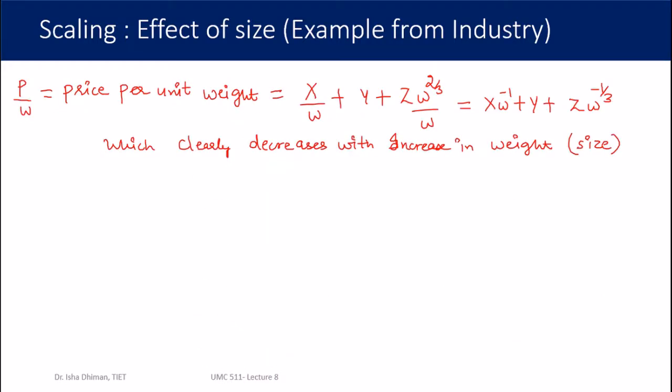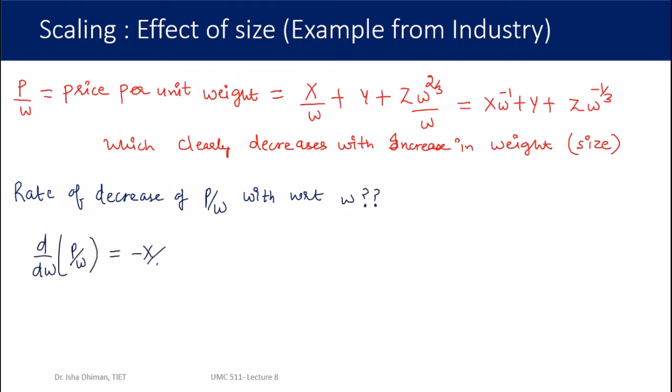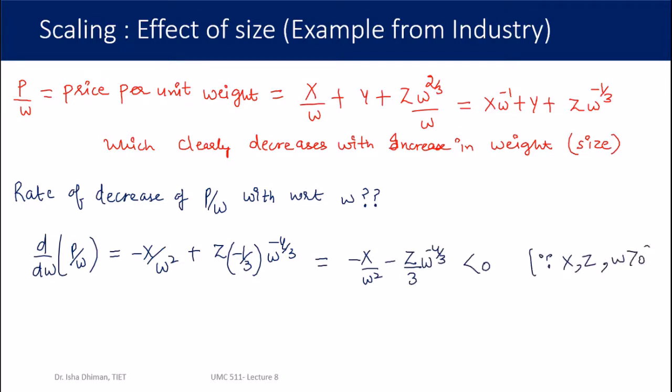So now let's elaborate this in a bit more detail. Now we know that price per unit weight is decreasing with increase in weight. But at what rate is this decreasing? We further want to analyze it. So for that I need to compute the rate of decrease of P by W with respect to W. That means I'll be computing the derivative d by dW of P by W. It's very easy to differentiate and you will get this expression, which you can clearly see is negative because all other parameters are positive.